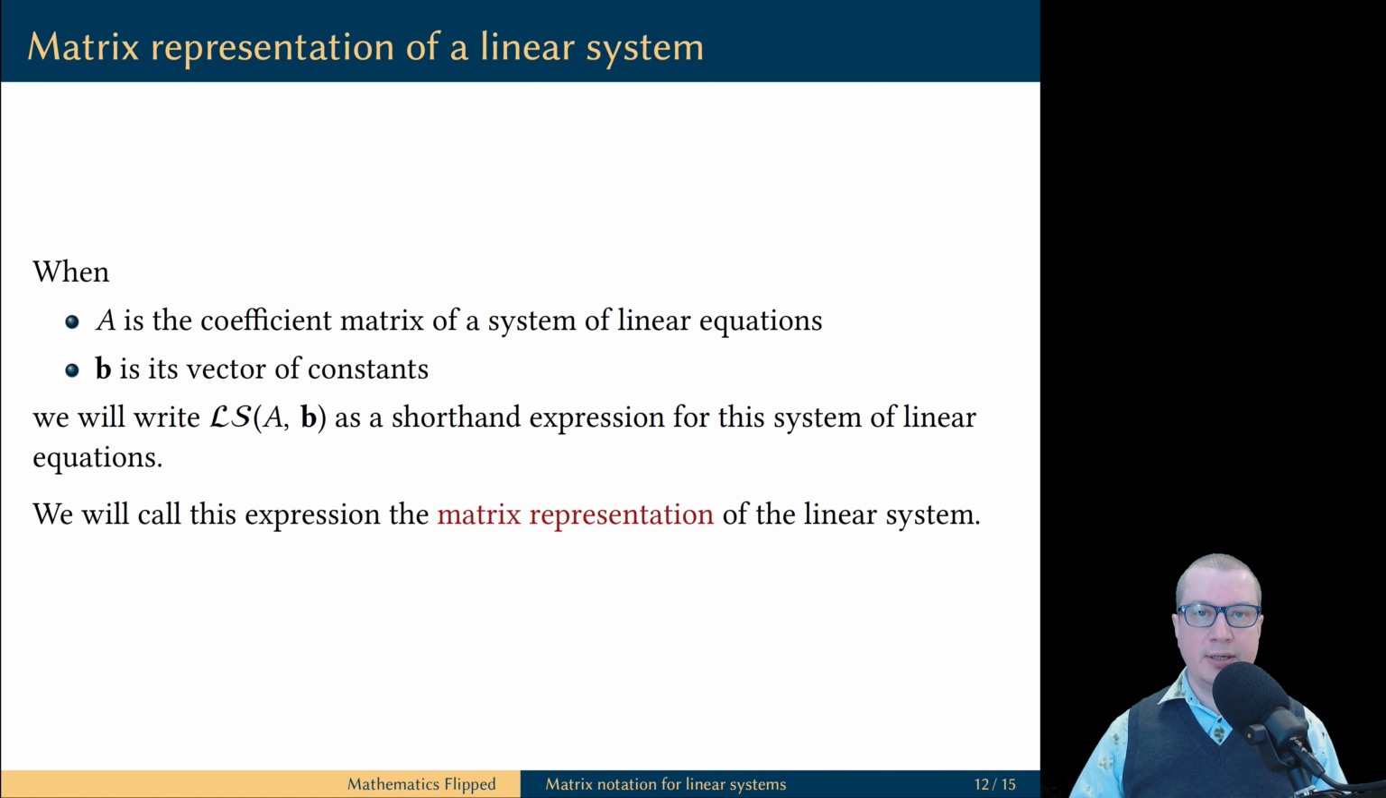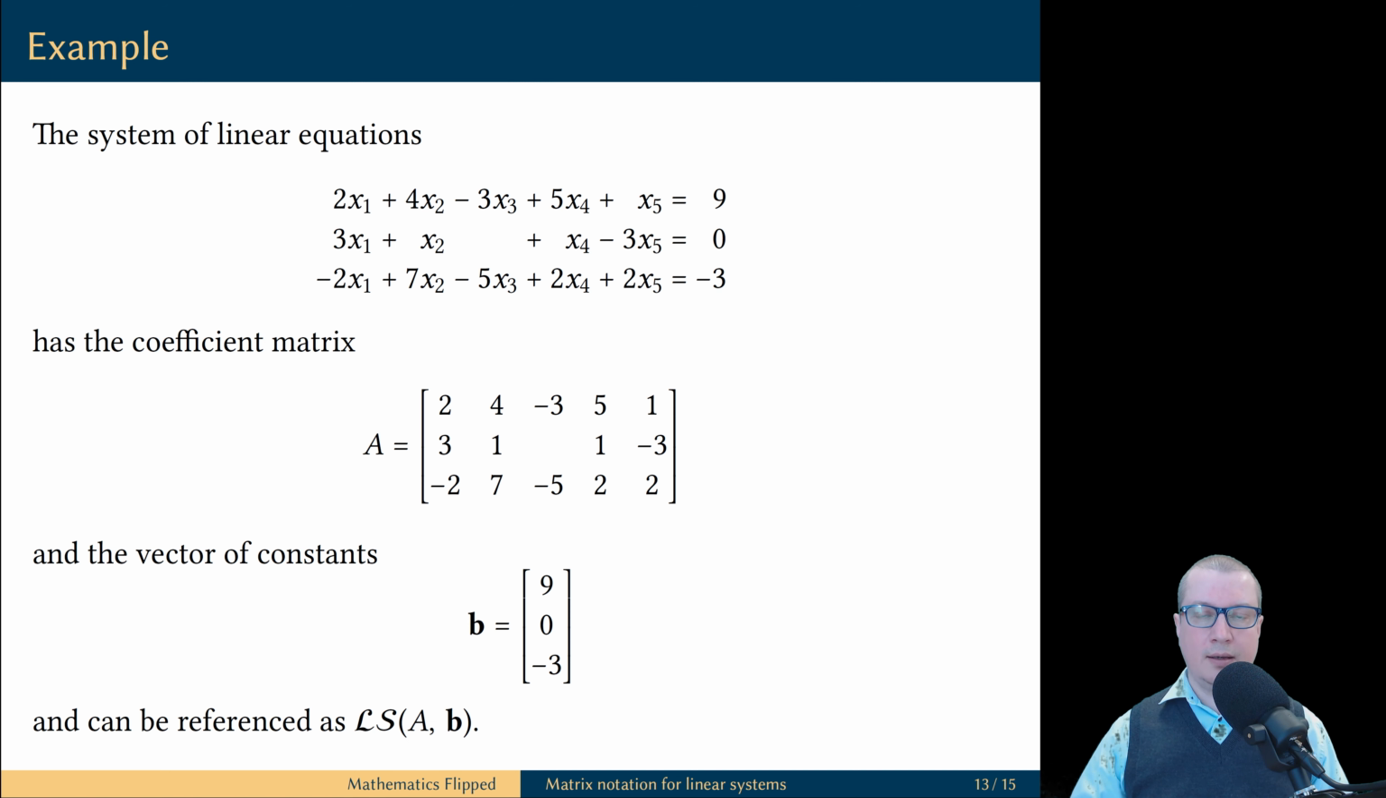Given a linear system, we can write its coefficient matrix and its vector of constants, and we can use these to create a matrix representation of a linear system. For example, we have this linear system in 3 equations and 5 variables, and let's call its coefficient matrix A and its vector of constants B. And now we can refer to this linear system as a linear system with coefficient matrix A and vector of constants B. Oh, wait a minute.